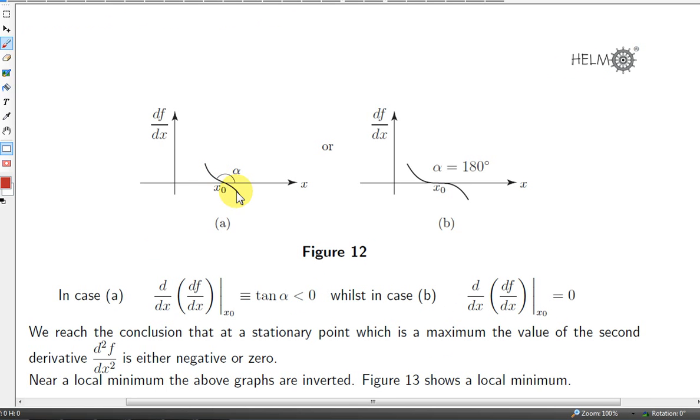Now let's consider the slope of a tangent to this curve at the point x0. Well, we know to get the slope of a tangent to a curve, we differentiate the curve. So we have to actually differentiate this. Differentiate df dx with respect to x. That's the slope of our tangent. Okay, we evaluate that derivative at x0. Well, shorthand for this thing here is d2f dx2.